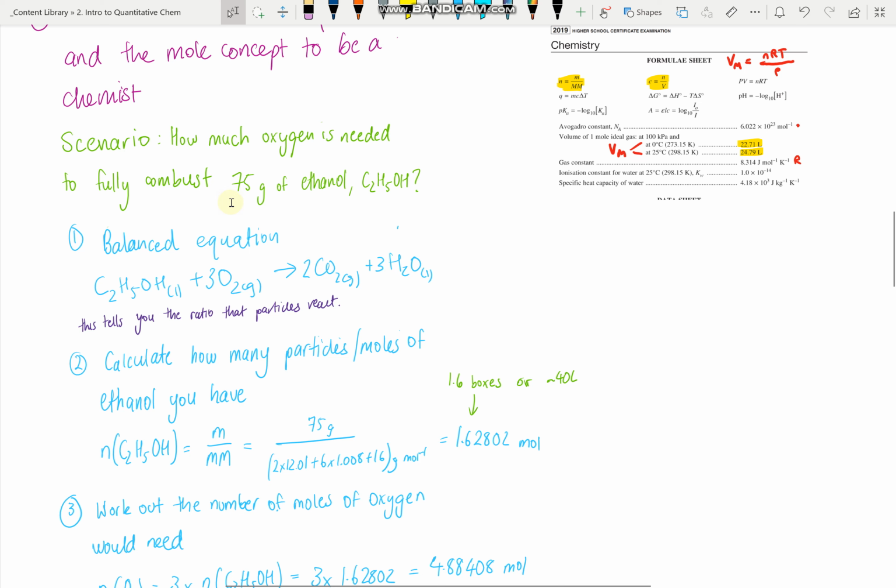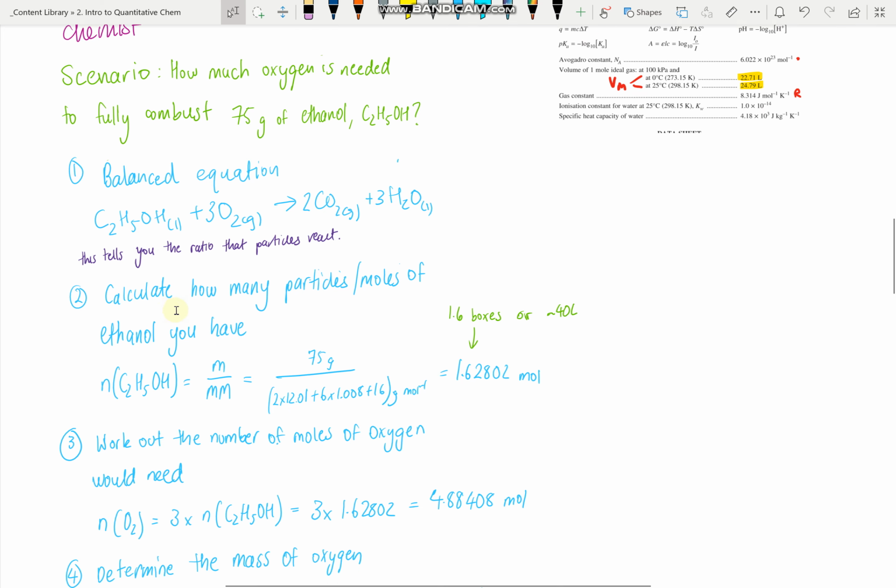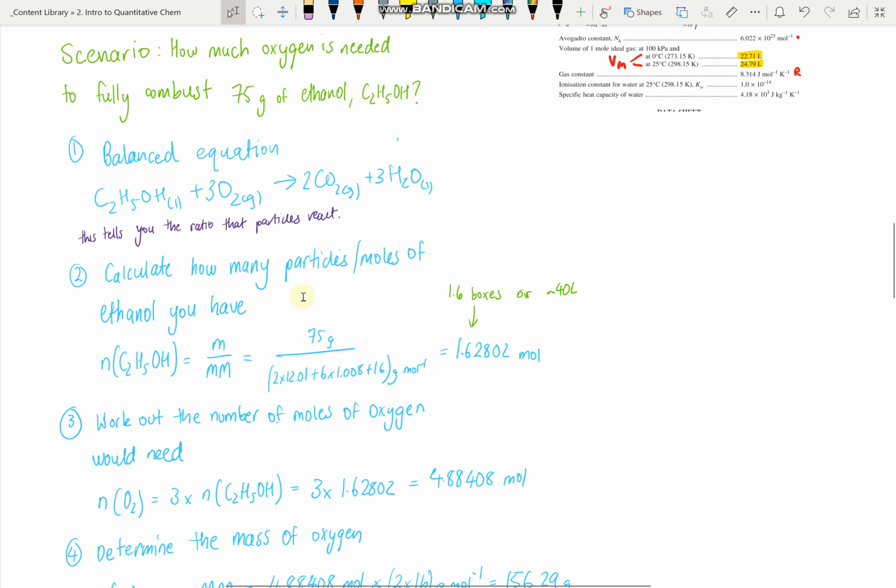At first glance, I guess most people would go, if I've got 75 grams of ethanol, I would need 3 times that. I'd need 225 grams of oxygen, and it will give me 2 times that, probably 150 grams and 225, and it doesn't quite make sense in terms of grams. But that's the first kind of thing. People think they can relate particles with mass, which is not true. What you actually have to do is be in particle form, and we've now got the tools to calculate that.